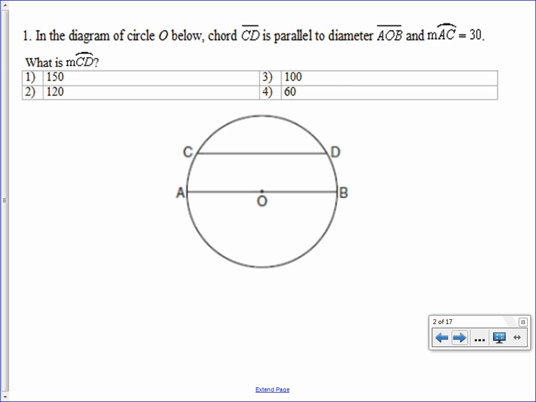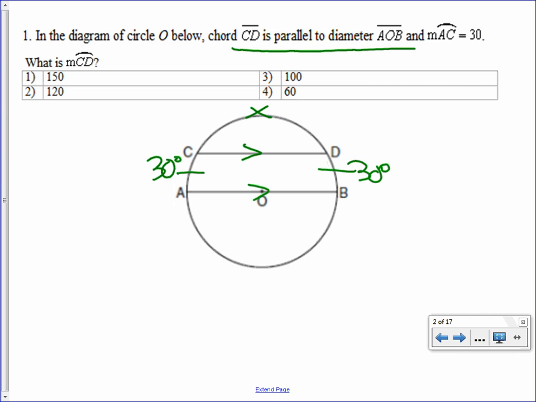Now, as far as the circle problems go, I'm not going to give you the exact same type of circle problem on your test, so you need to be familiar with all of your circle rules. This particular problem is saying that chord CD is parallel to diameter AOB. When you have parallel chords, the rule is the arcs between them are congruent. So if AC is 30, then BD must also be 30. It's asking for arc CD.